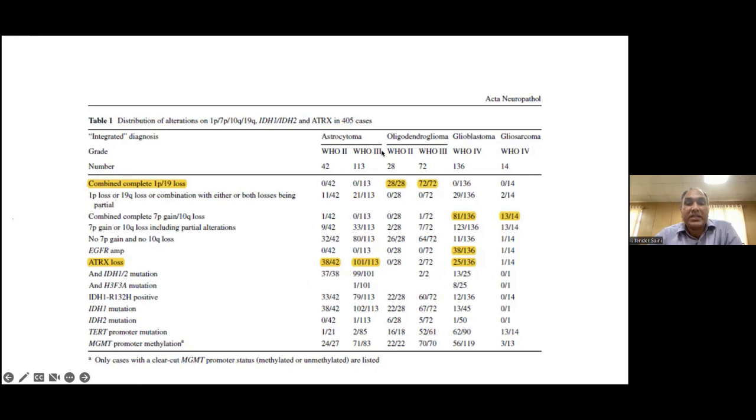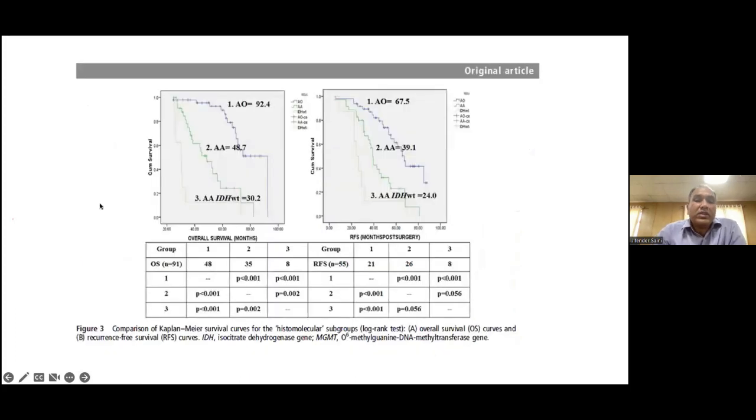So these kind of markers actually characterize the lesion. And for IDH mutation also, virtually all cases of oligodendroglioma have an IDH mutation, and in most of the astrocytomas IDH mutation is also present. So you can look at the survival.